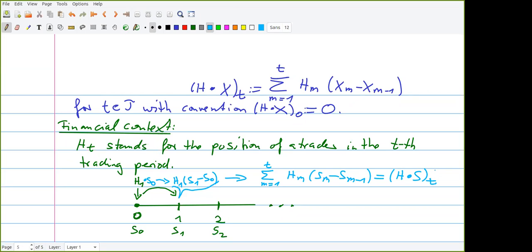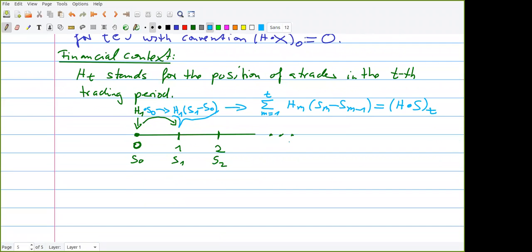And here you see why the notion of predictable process is rather simple. It's just a way to bookkeep your trading strategies. And we do it like this: H_i denotes the position in the ith trading period. And this means it has to be F_{i-1} measurable. And you see, the gain process from trading in the market is here just given by the discrete stochastic integral.